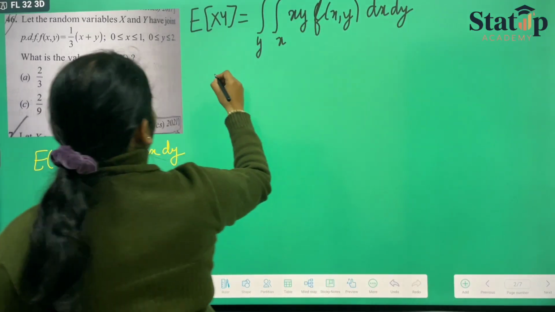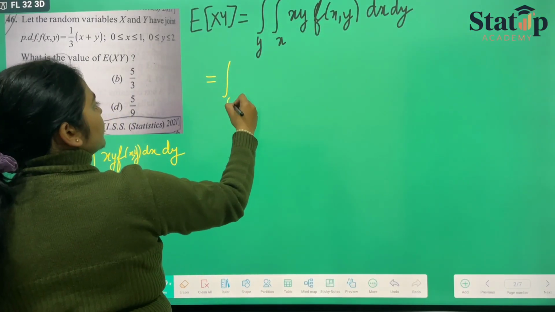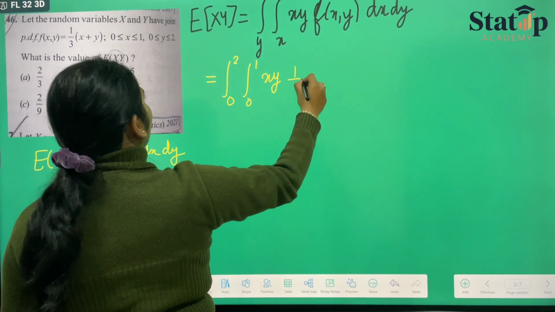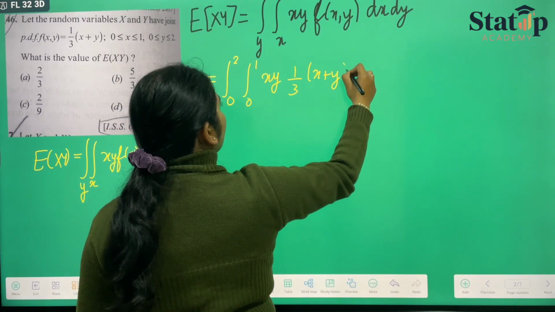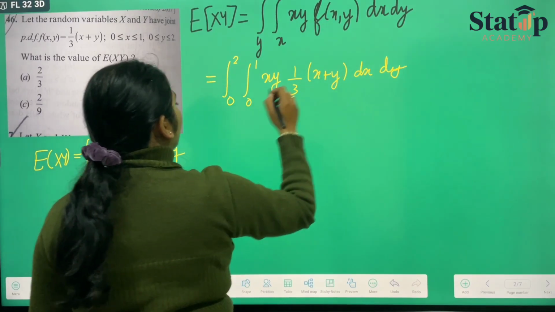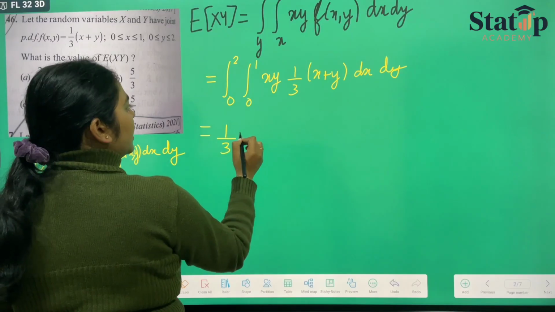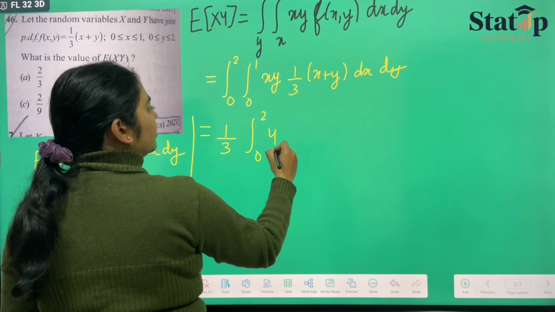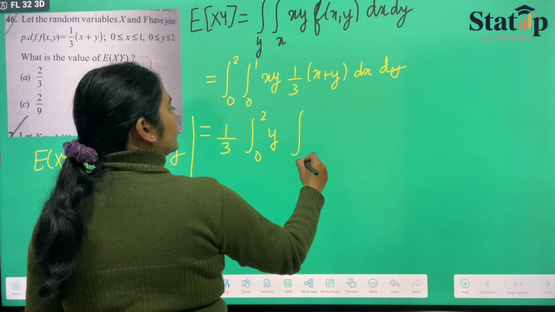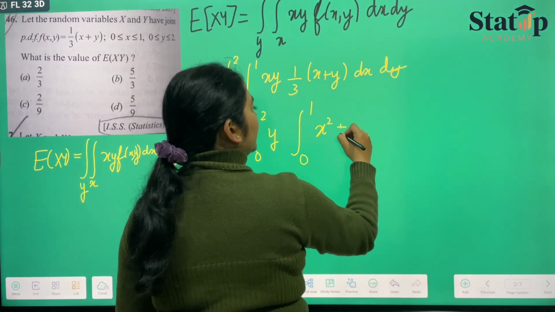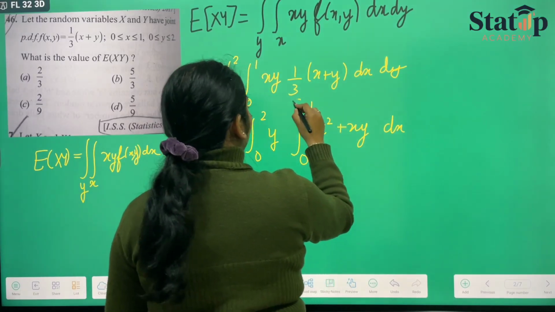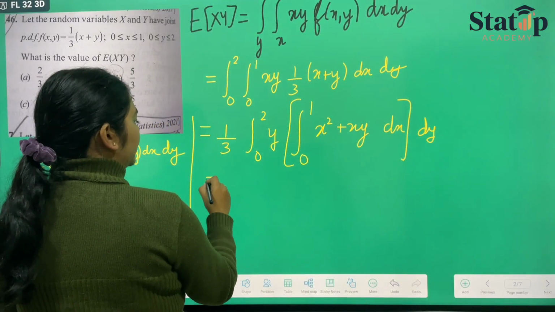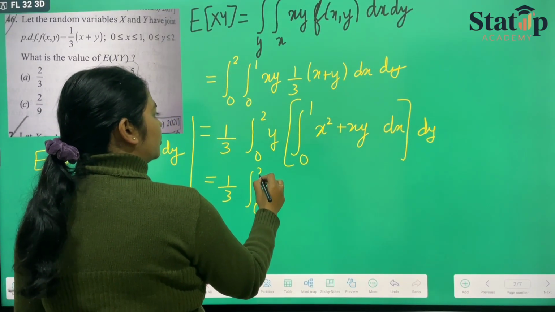Now substituting the values only, the limits of y are 0 to 2, the limits of x are 0 to 1, xy times 1 upon 3, x plus y, dx dy. Now writing all the constant terms outside, 0 to 2, y can be written here because y is considered as a constant there, and 0 to 1, x square plus xy dx in one bracket and dy. Now solving this, we will be getting 1 upon 3 integration 0 to 2 y.